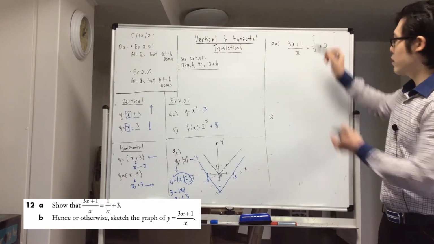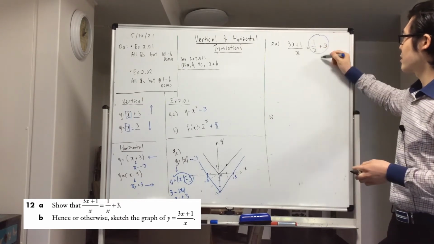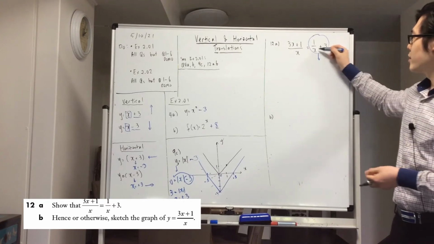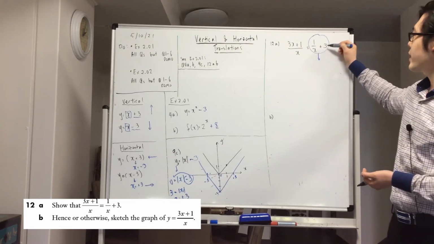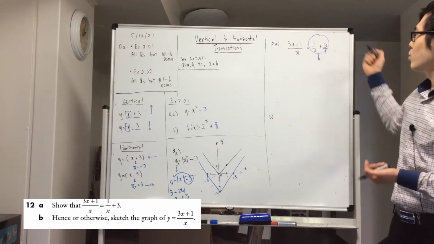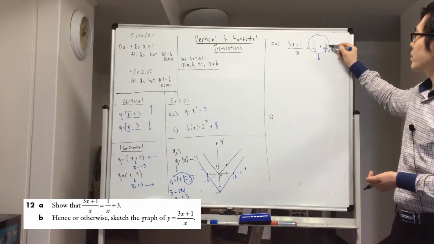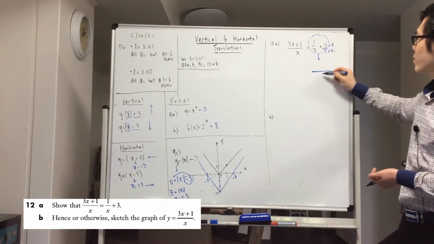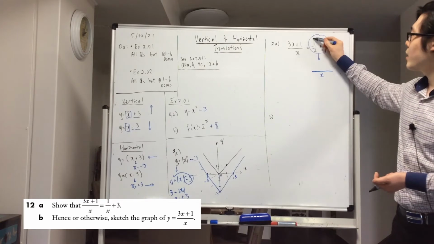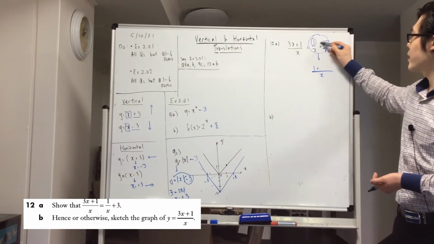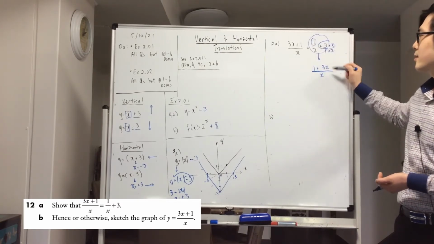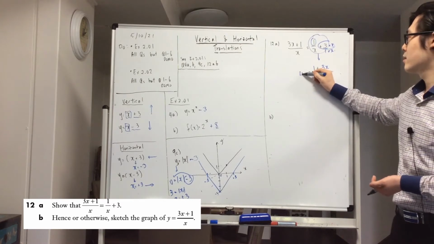So you want to work with this side here first. Okay. So notice how this has a denominator of x. This doesn't. This is over 1. So you want to times the top and the bottom by x to make them both with the same denominator. That will stay the same, but this will be 3x. And as you can see, this is the same thing as the left-hand side.